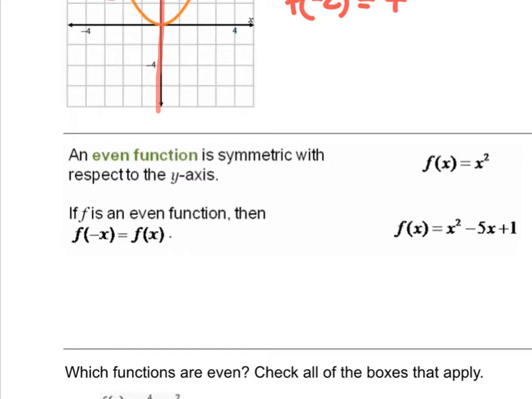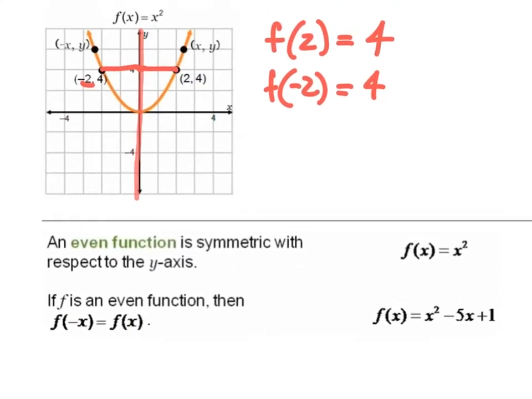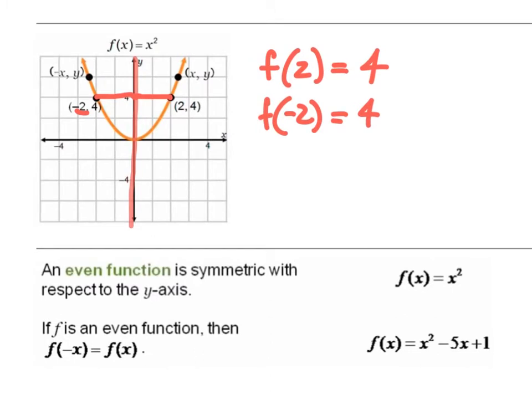An even function is something that is symmetric with respect to the y-axis. And what we did earlier was we said, if I plug in a negative x value, I should get the same thing as if I plugged in its opposite value. And that's what happened up here. If I plug in negative 2, I get 4. If I plugged in 2, I also get 4, and so these things are equal. We can say that f of negative 2 is equal to f of 2.